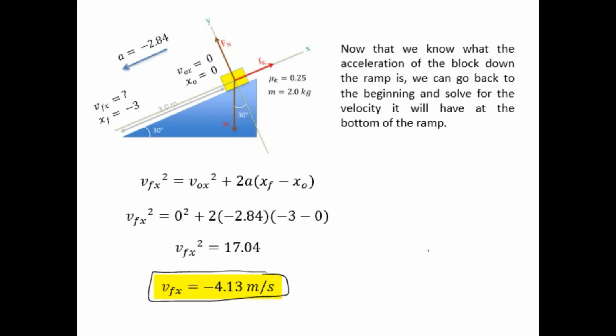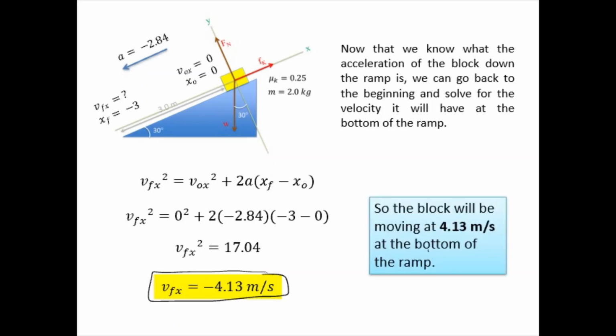It's going to be moving at 4.13 meters per second to the left as it gets to the bottom of the ramp. Now the question, if I remember, asked about speed. So if it asked how fast in terms of a speed, then I would answer 4.13 meters per second at the bottom of the ramp.